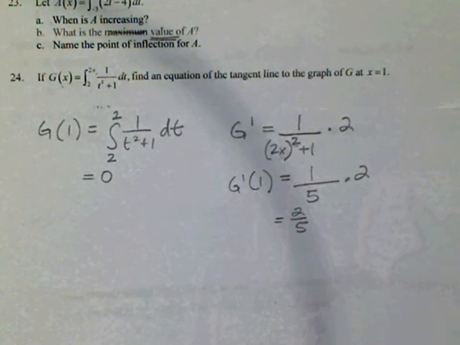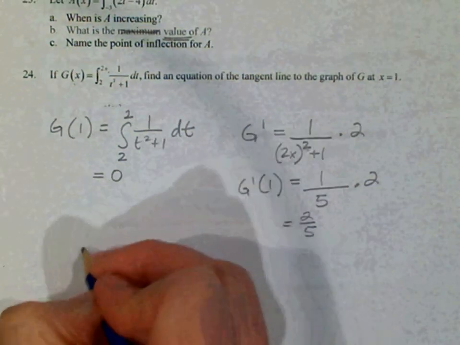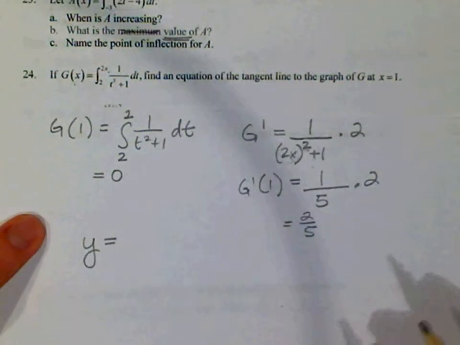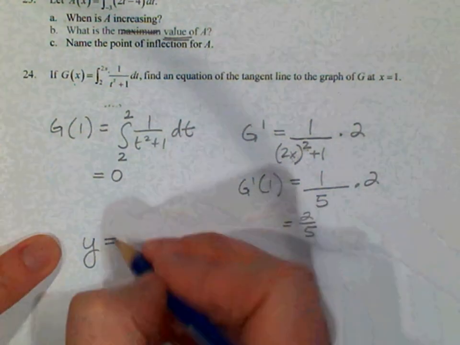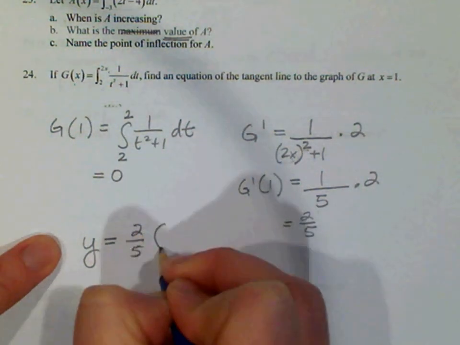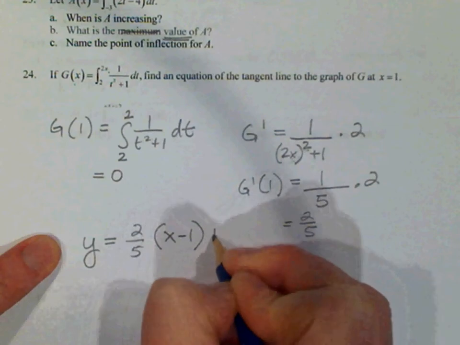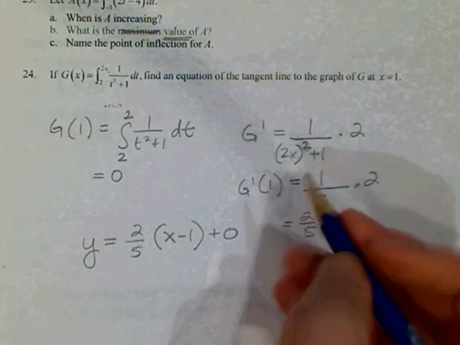And therefore my tangent line equation will be y equals, and I don't care what form of point slope you want to use, I'll say y equals 2/5 times the quantity x minus 1 plus 0. So get rid of that. That's just ugly.